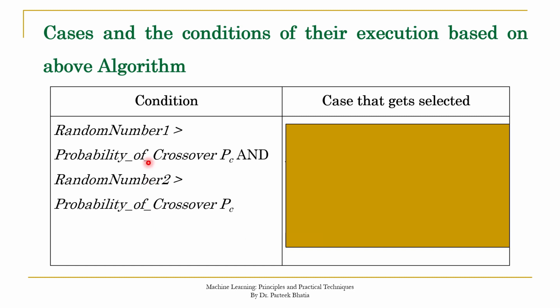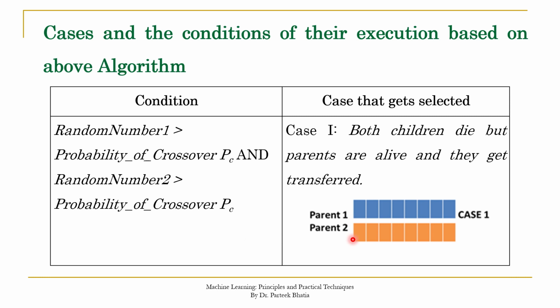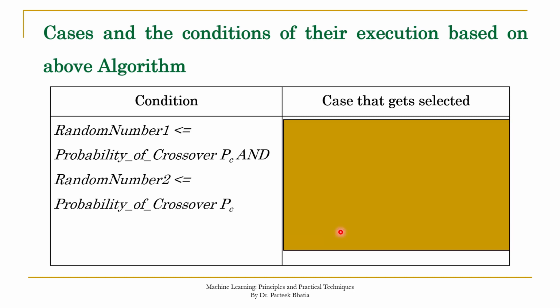So here random number 1 is more than probability of crossover and random number 2 is also greater than probability of crossover. So both the parents will be passed to the next population. So in this case parent 1 and parent 2 will be selected.